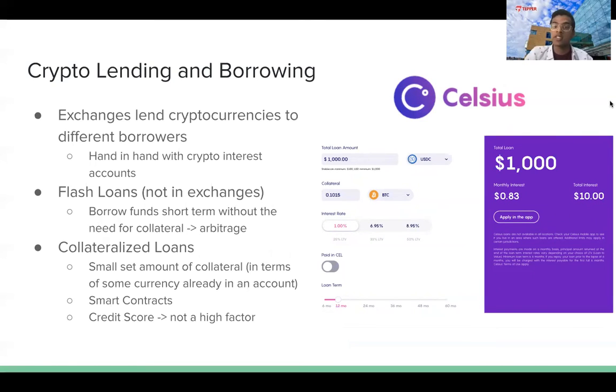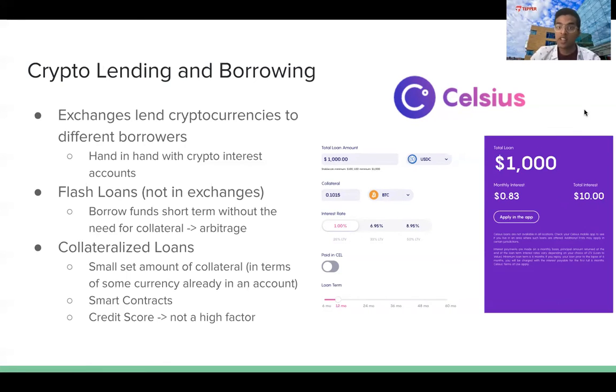So crypto lending goes hand in hand with crypto interest accounts. It means the same firms and exchanges that provide interest accounts also deal with lending and borrowing of the deposited crypto assets. And similar to traditional banks, borrowers can also stake their currency as collateral. There are usually two different types of crypto loans: flash loans and collateralized loans.